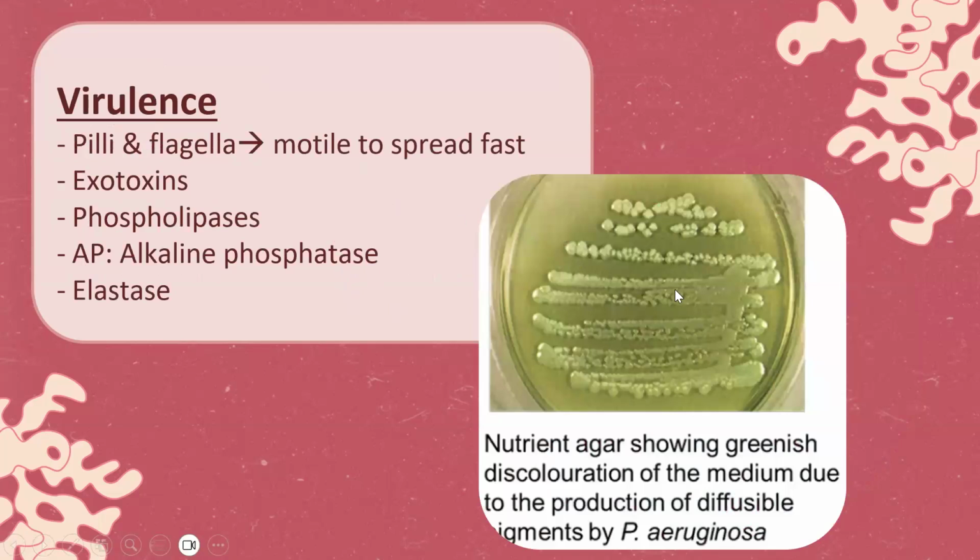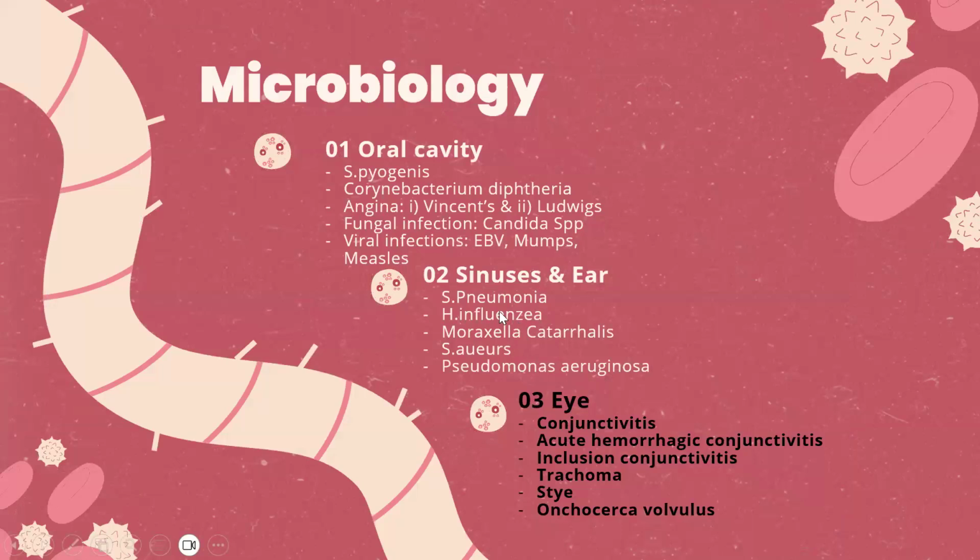Okay, the virulence. This is Pseudomonas on the agar, and it is green because it is the strain that has the green pigment, the pyocyanin pigment. So it has pili, it has flagella, that's why it moves, and it has exotoxins, phospholipases, elastases, alkaline phosphatases. Again, these are enzymes that make it invade the nearby structures. Okay, so it has flagella, so it moves. It has something to adhere to the mucosa, and it has something to invade the mucosa. Okay, so yeah, we are done with the second microbiology lecture.